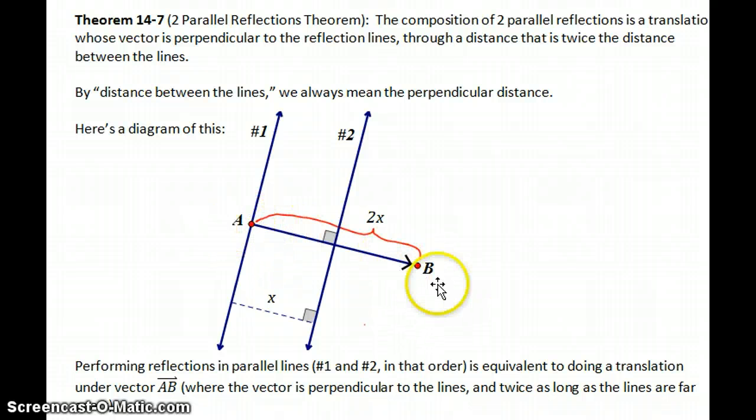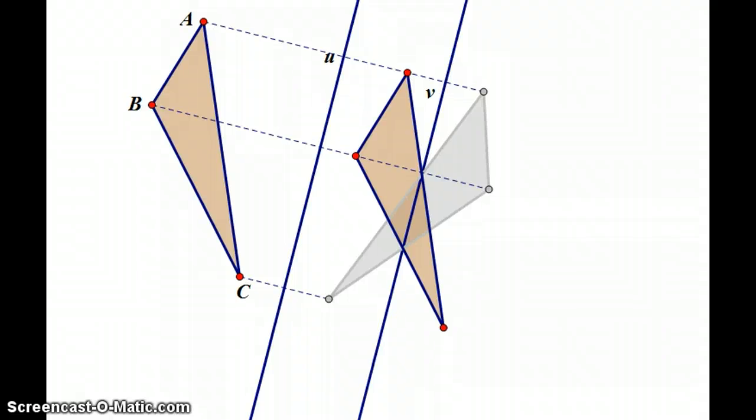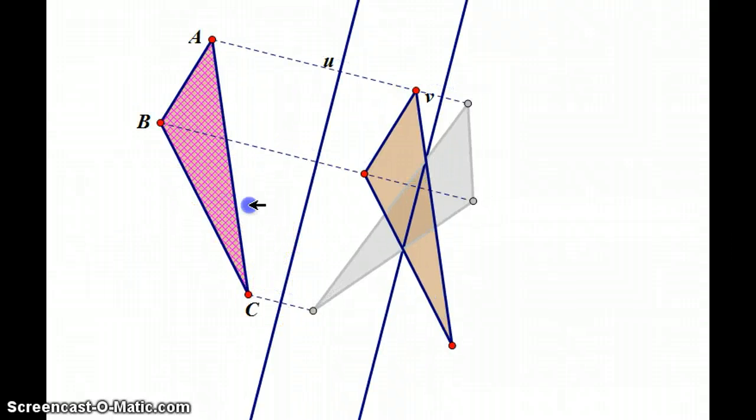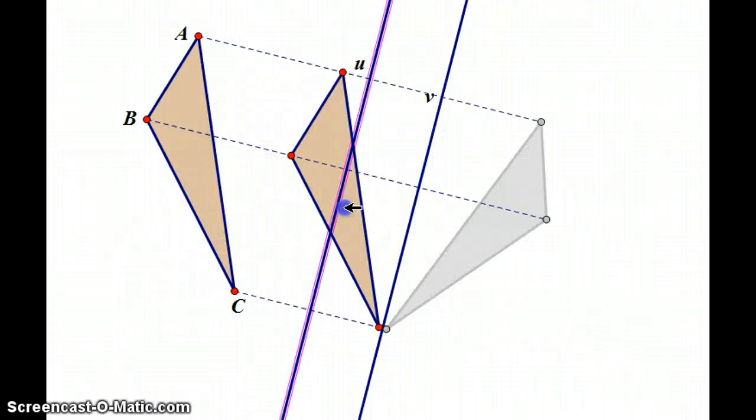It's a translation in this direction, in this amount. Now, what amount is this? It turns out to be twice as far as however far apart the lines were in the first place. Let's go back to the sketchpad here. I don't know if you can tell, but this translation has everything to do with how far apart the lines are. Ooh, I can move the line.